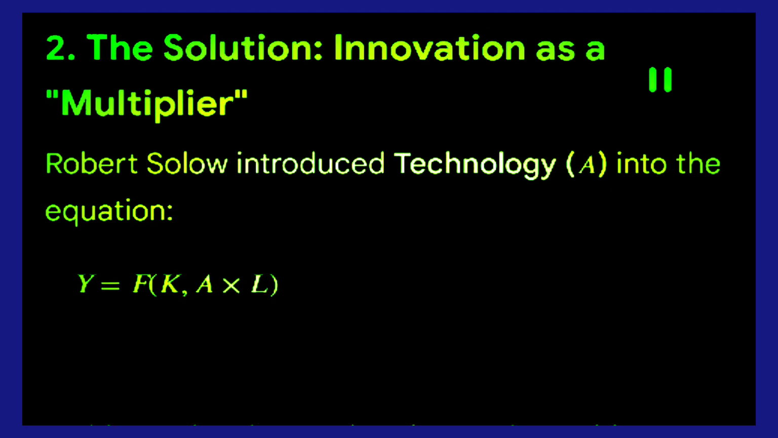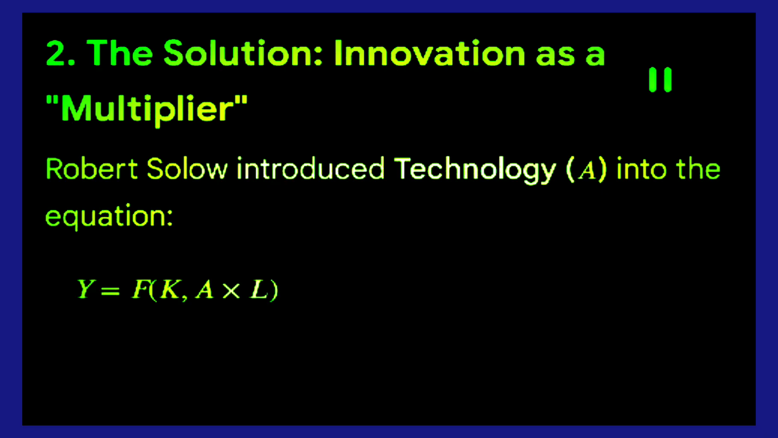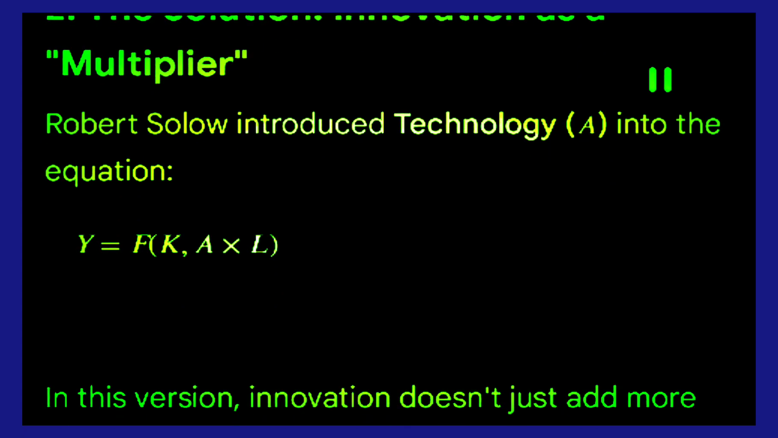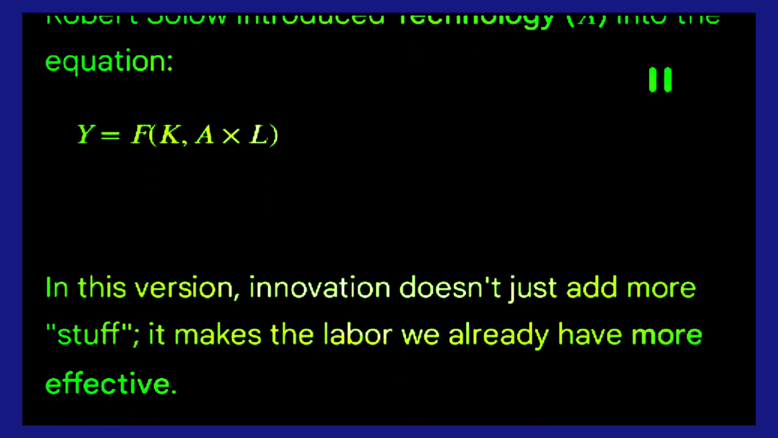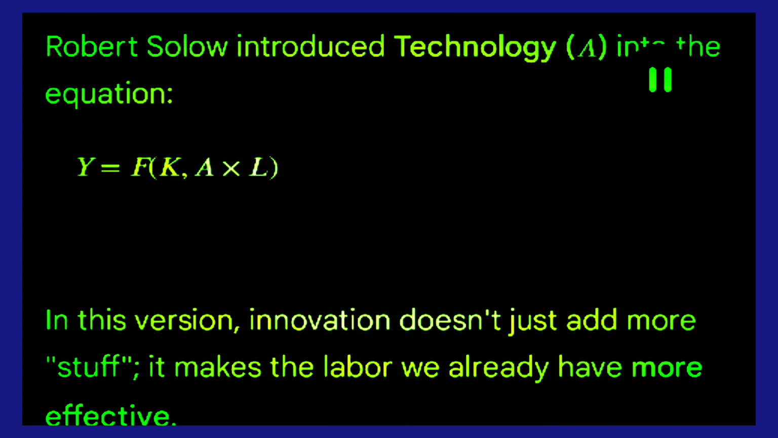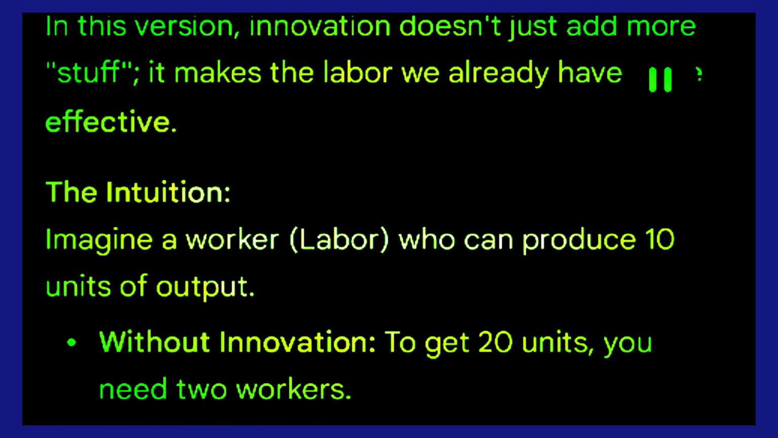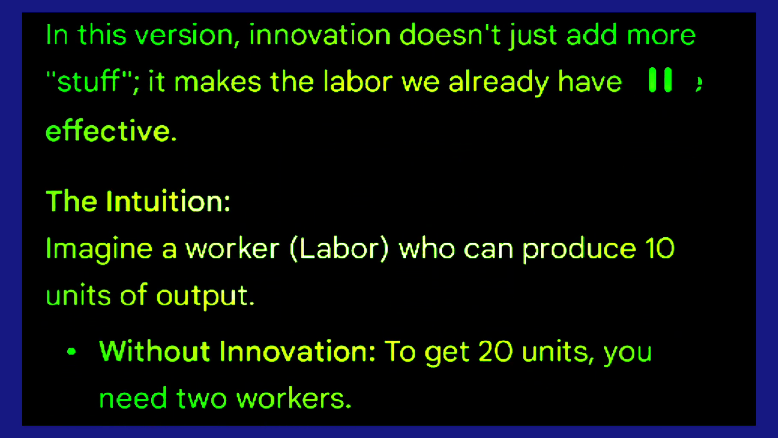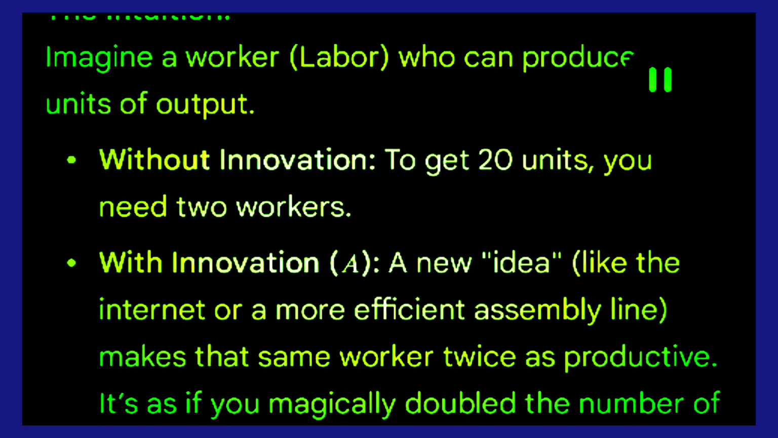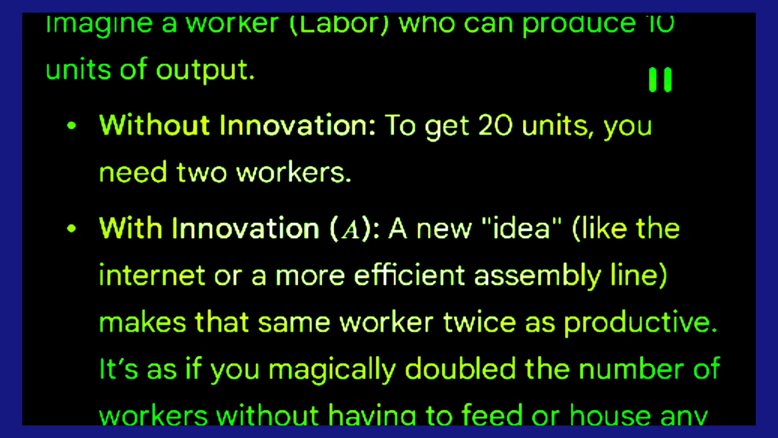2. The solution: innovation as a multiplier. Robert Solow introduced technology, A, into the equation. In this version, innovation doesn't just add more stuff, it makes the labor we already have more effective. The intuition: imagine a worker, labor, who can produce 10 units of output. Without innovation, to get 20 units you need 2 workers.